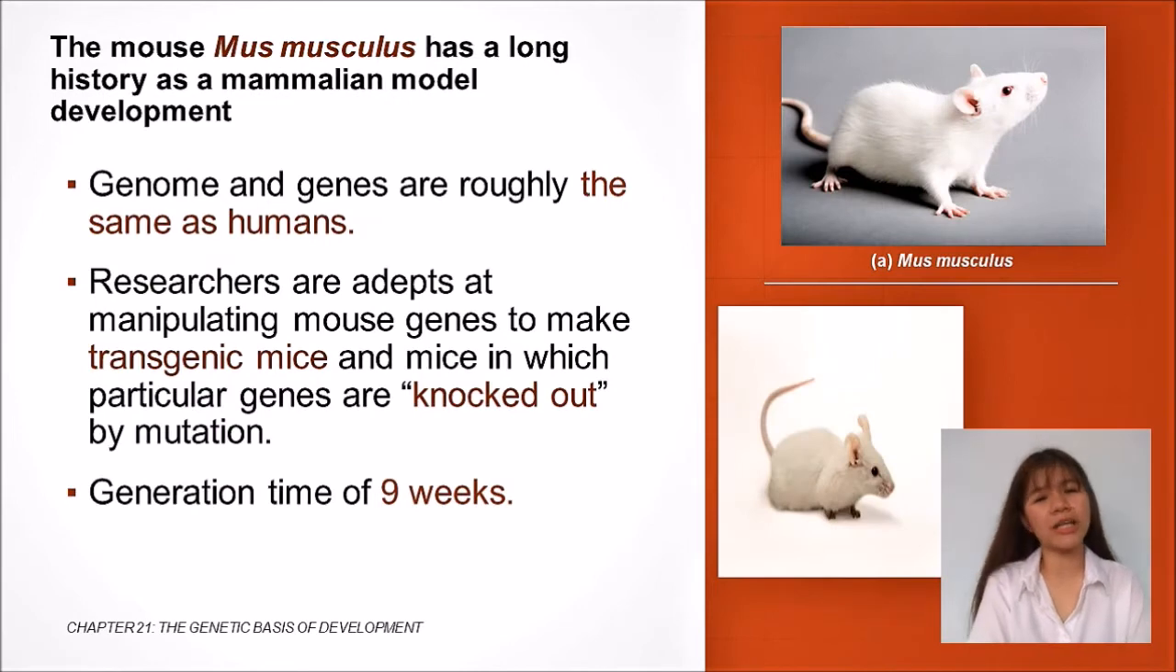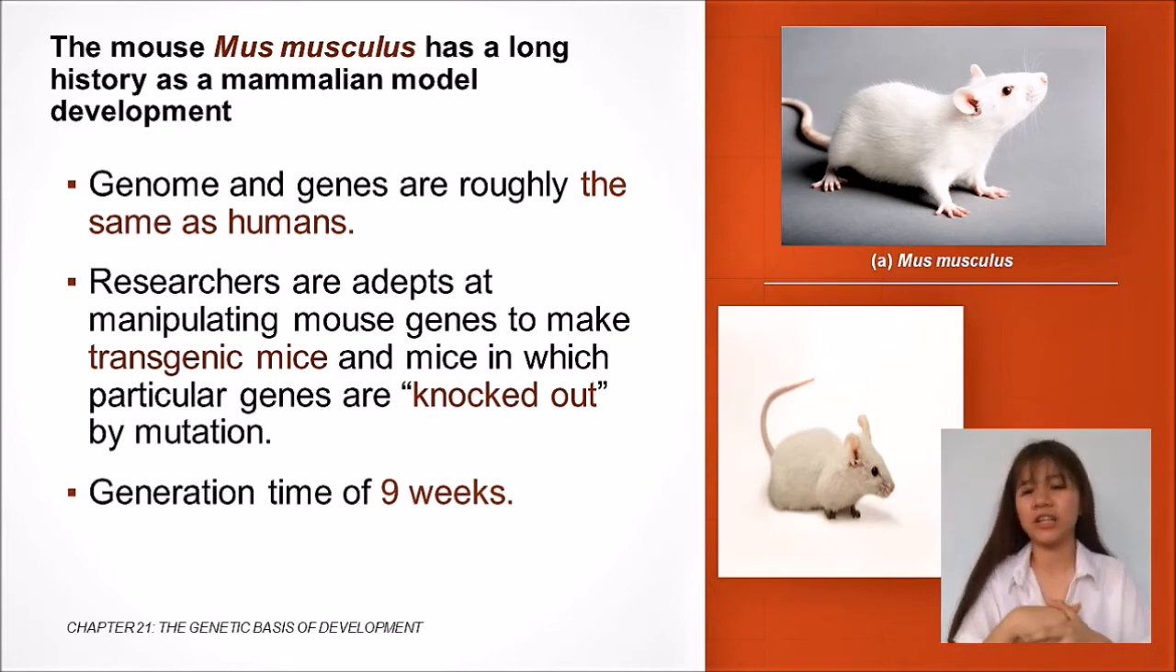The next model organism would be the mouse or Mus musculus. It has a long history as a mammalian model for development. Much is known about its biology, including its genes. Its genome and genes are roughly the same as humans.